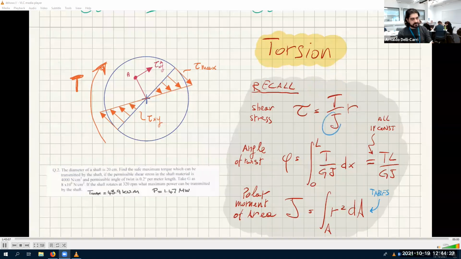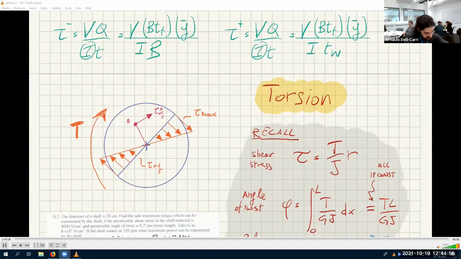What is this J? It's called polar moment of area. And again, it's another integral. It's the integral of r squared dA, where r is the radial distance between a point and the point of interest, over the entire area. Again, you have tables that give you these. Now, for circular sections, J is pi d to the power of 4 divided by 32. So it depends on the diameter.